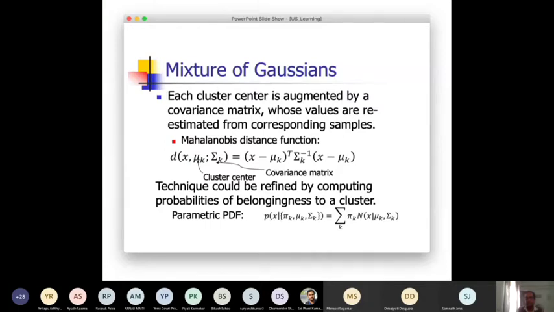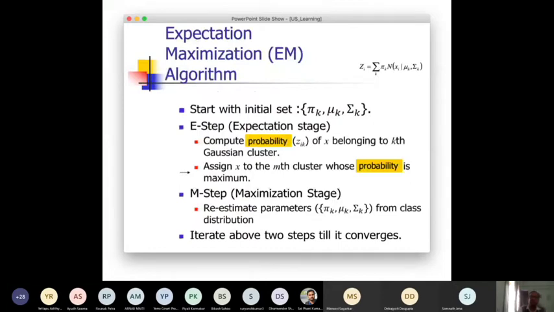So for each density component, you have pi k, which is the proportional amount, or I should say the prior probability of having the process represented by k generating x. And then its mean mu k, and then the covariance sigma k. So pi k is also called the mixing coefficient or proportional coefficient.